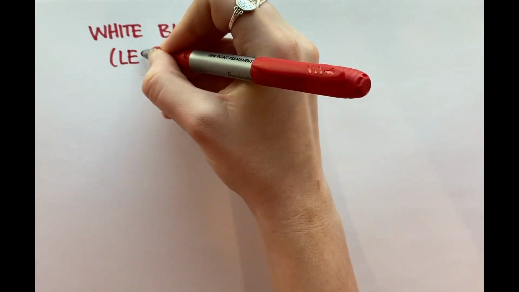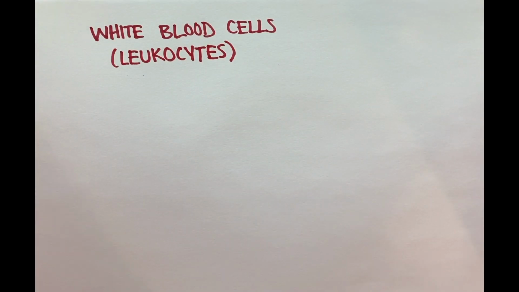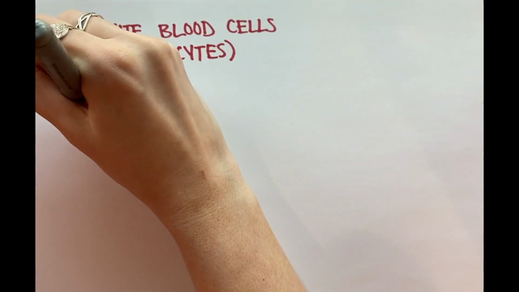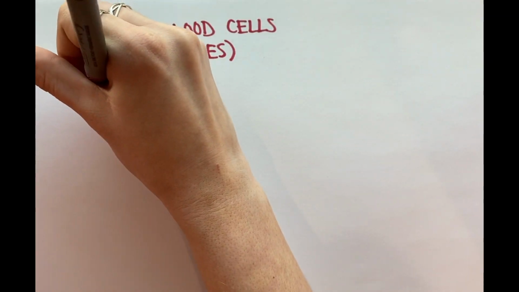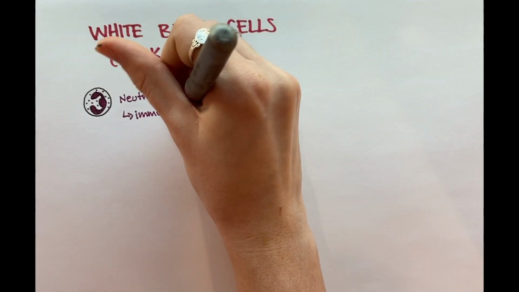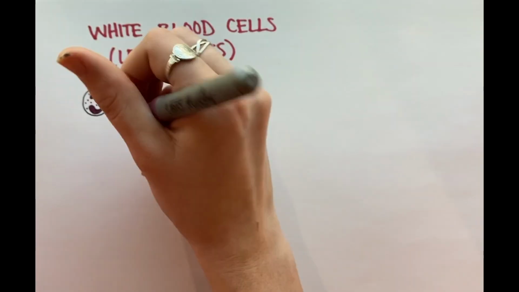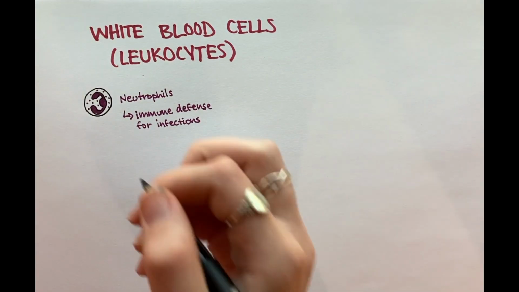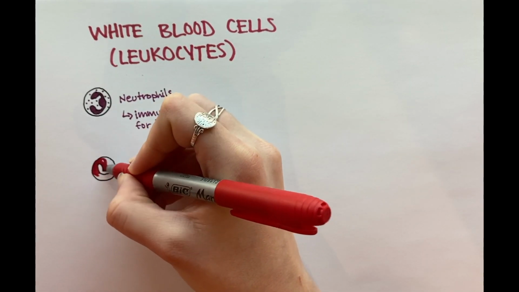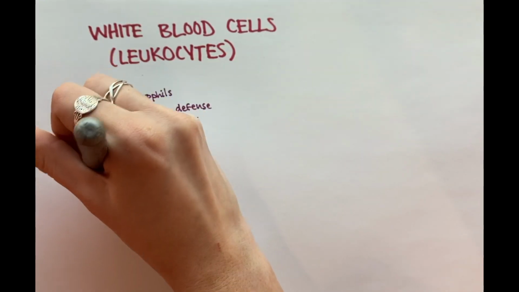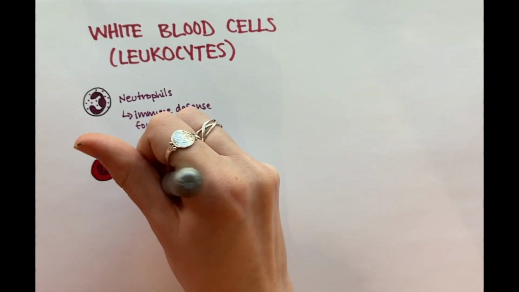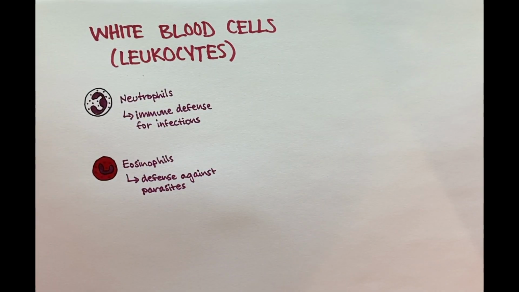White blood cells are the cells involved in your body's immune defense. There are 5 major types of white blood cells: neutrophils, eosinophils, basophils, monocytes, and lymphocytes. There are 3 granulocytic cells: neutrophils, eosinophils, and basophils. These all contain granules in their cells. So neutrophils are the most numerous leukocyte in the blood, and they enter tissue spaces and phagocytize infectious pathogens.